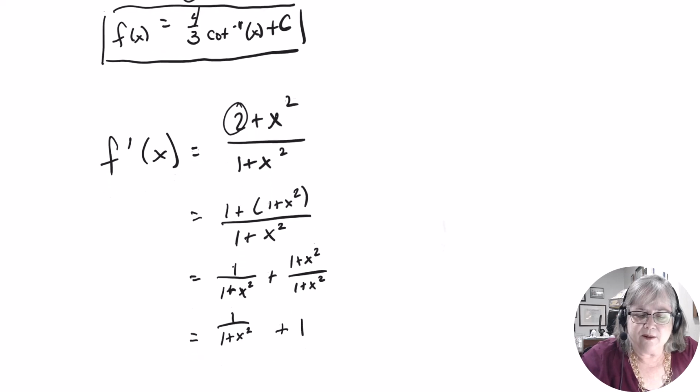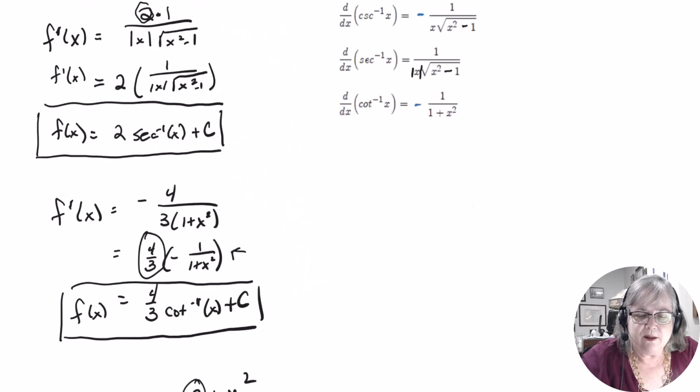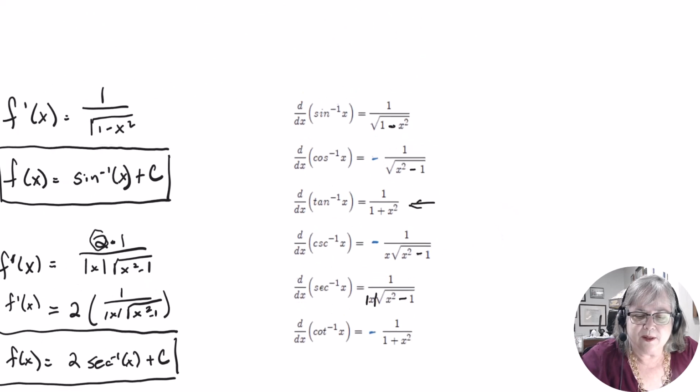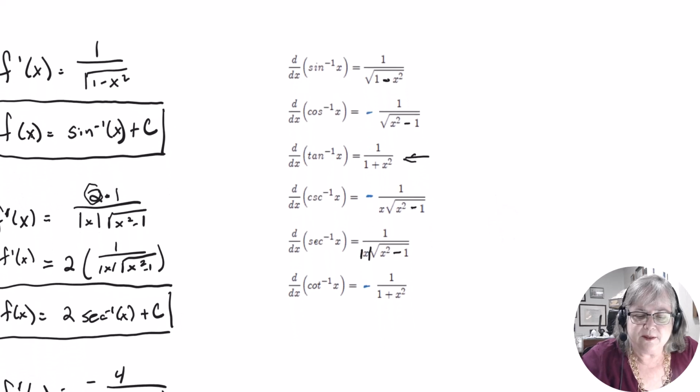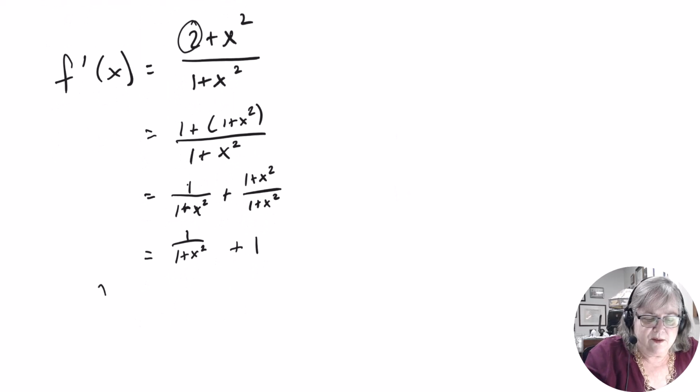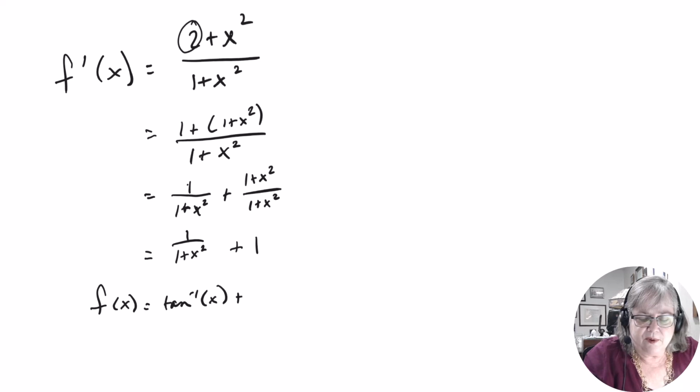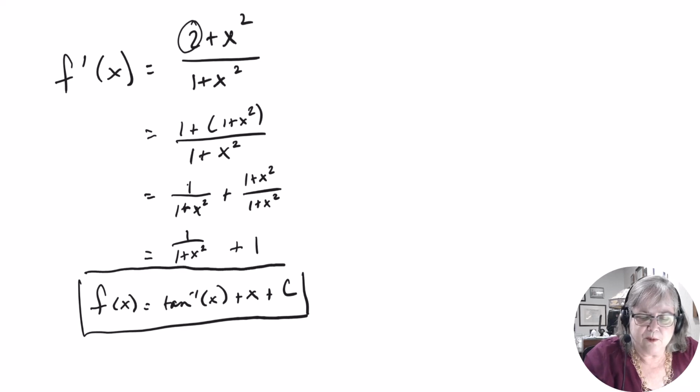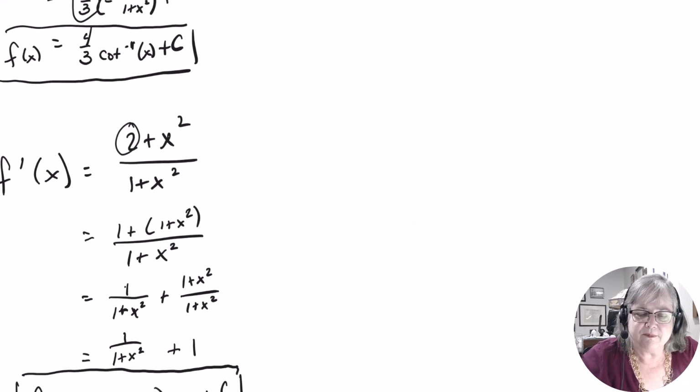Well, I know how to do the antiderivative of 1. And 1 over 1 plus x squared is this inverse tangent. So f of x is the inverse tangent of x plus c. See, don't you think that's a good problem to go back for? It's worth going backwards, right? All right.